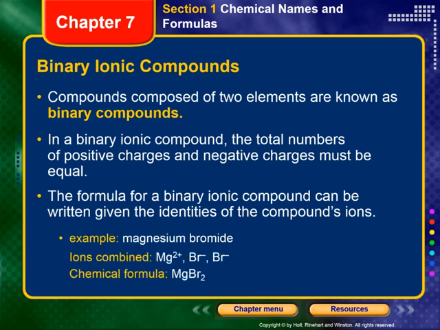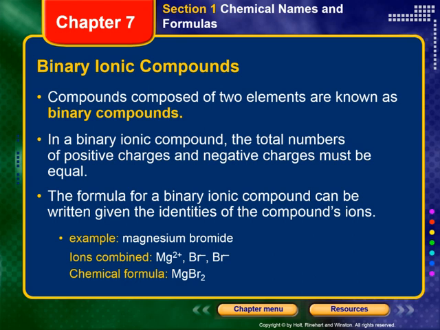Let's get into binary, meaning 2, ionic compounds. Compounds composed of 2 elements, just 2, are known as binary compounds. Now, not 2 atoms, 2 elements. You can have 6 atoms, but they're made up of just 2 different elements. In a binary ionic compound, the total numbers of positive charges and negative charges must be equal, right? They have to balance out. The algebraic sum of the charges has to be 0.